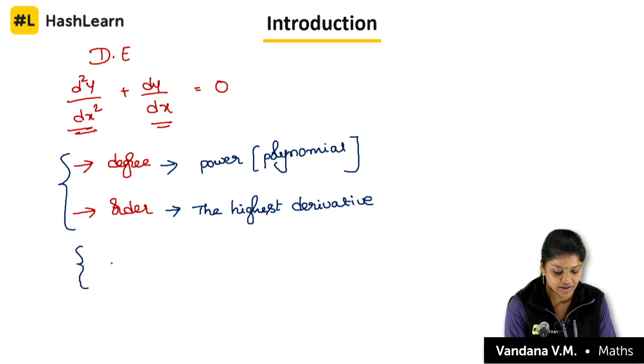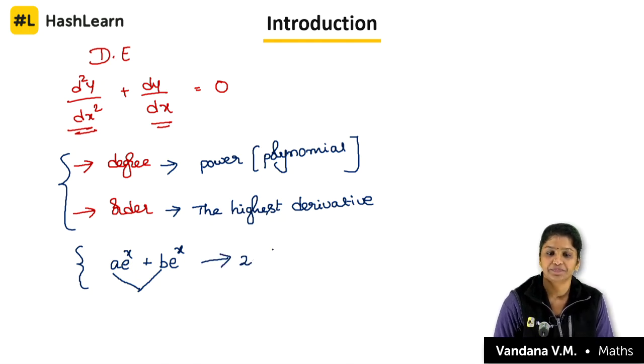In the second class we learned eliminating the arbitrary constant. Suppose you have a e power x plus b e power x. Yes, Radhika, you are correct. Here how many arbitrary constants are there? 2 arbitrary constants are there, so we have to differentiate 2 times. This is called eliminating the arbitrary constant.